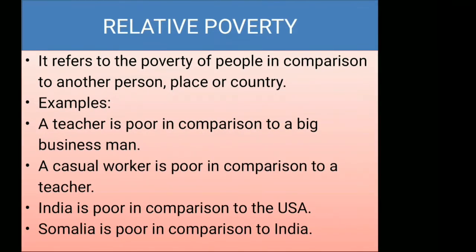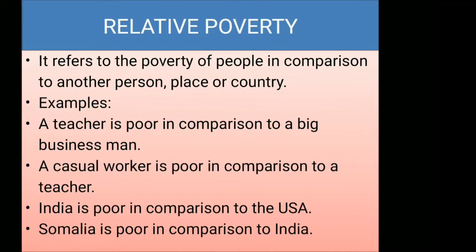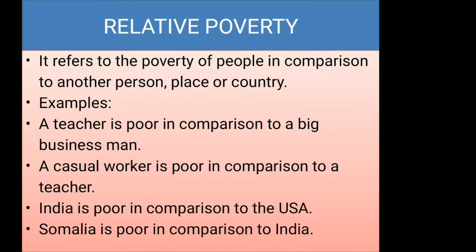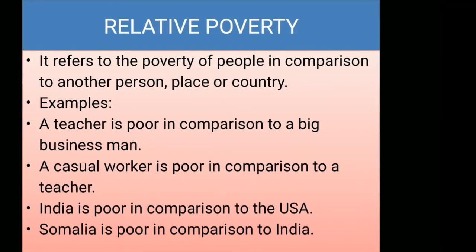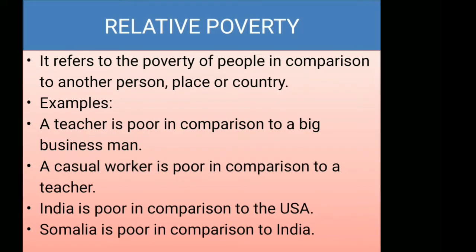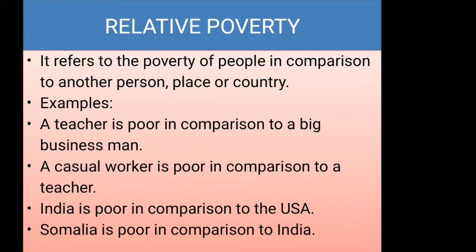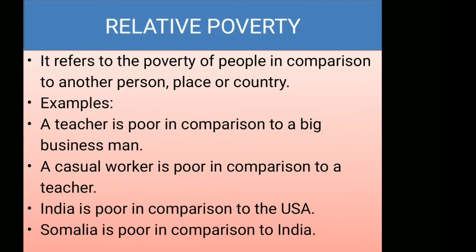A person can be poor in comparison to a big businessman. A casual worker can be poor in comparison to a regular salaried worker like a teacher. So these are examples you can use. One more example we can have: India is poor in comparison to USA. So whenever a country, person, company or any place is getting poorer in comparison to another, that will be known as relative poverty.